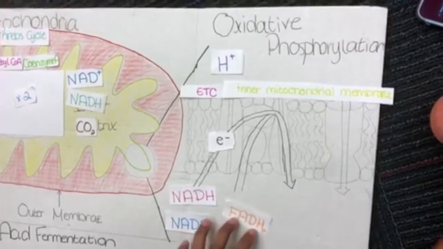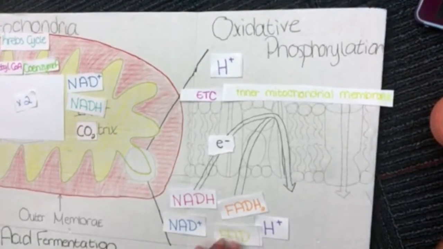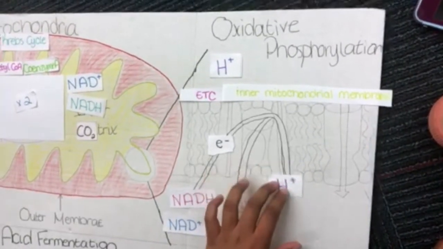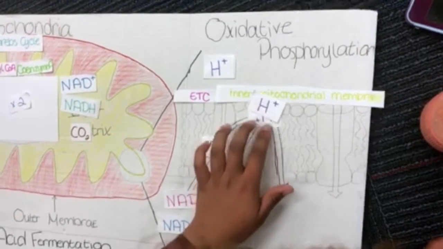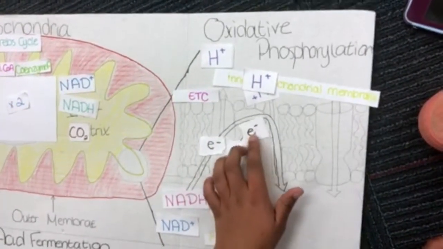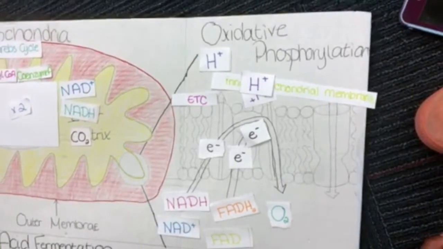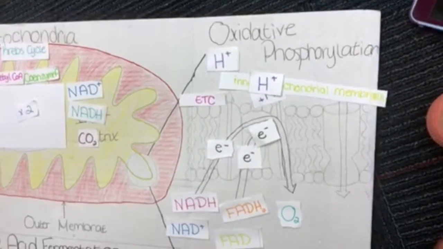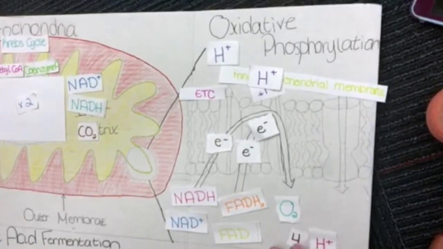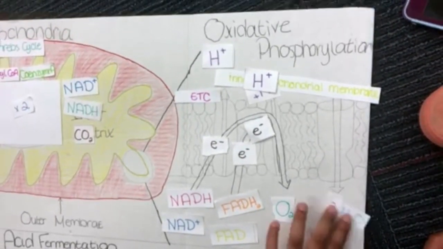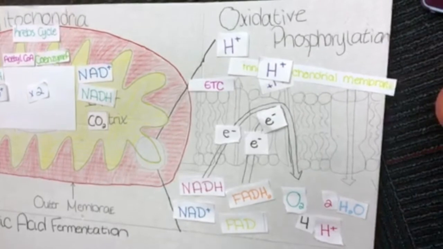Also, FADH2 loses 2 hydrogens, becoming FAD, as these 2 hydrogens go up the concentration gradient, dropping off 2 electrons. The last electron acceptor of this process is O2. So we have 4 hydrogens, which gives us 2 waters, which is the last product in this cycle.